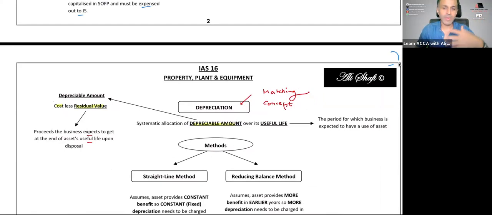Actual value can be more or less than that. When the time comes and you actually throw it away, you might end up getting a different amount, but on the day you buy an asset, you expect that after 5 years, when I retire this asset, I might be getting $500. So this expected proceeds at the end of its life is called a scrap value.